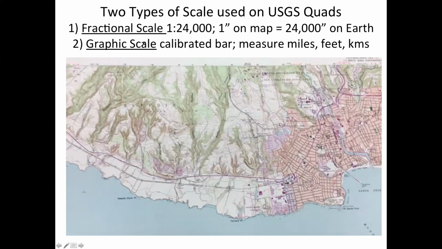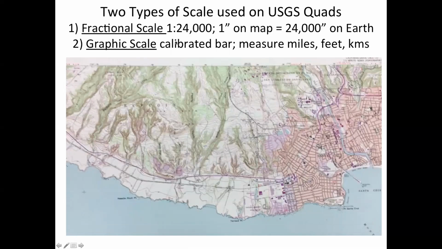I did mention that there are two types of scale. There's a fractional scale and there's a graphic scale. Now, the fractional scale, sometimes referred to as a representative fraction, is actually a ratio. And on the maps that you'll be using, they will always have a fractional scale of 1 to 24,000. What that actually means is that if we make a measurement of 1 inch on our map, that is equal to 24,000 inches on the surface of the Earth over that distance.